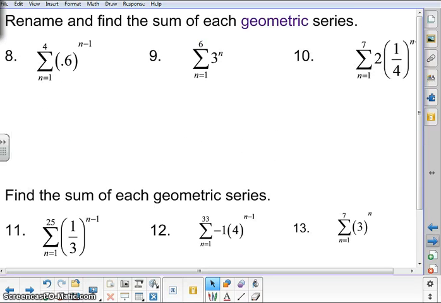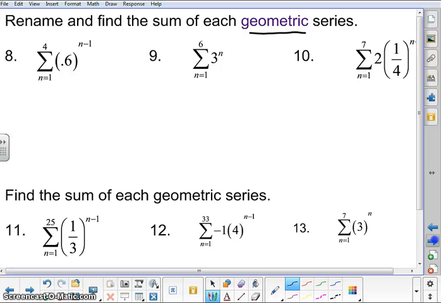Sigma notation is saying the same thing. How are you going to know if it's geometric? I mean, they do tell you, and there is another way. If you see a variable in the exponent, that's another way to know if it is geometric.